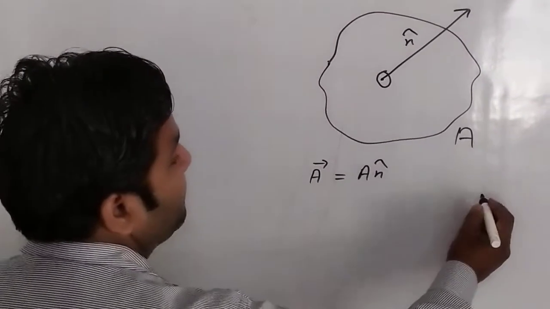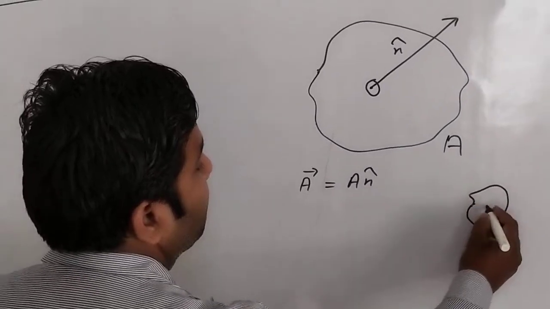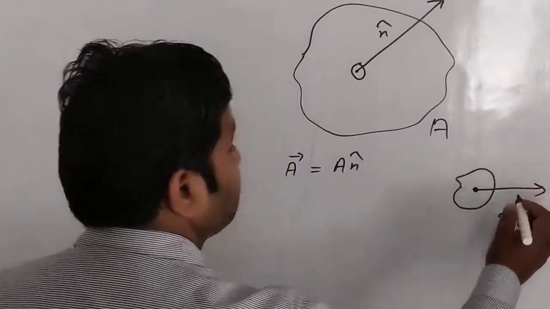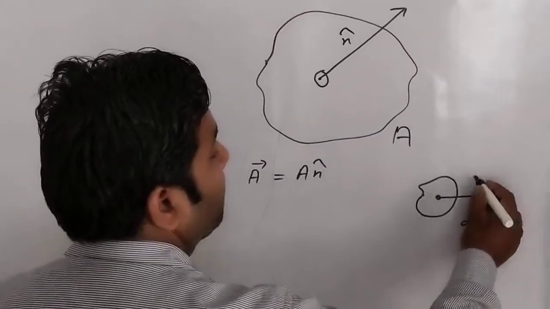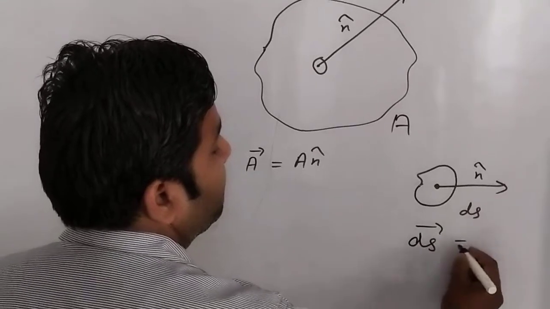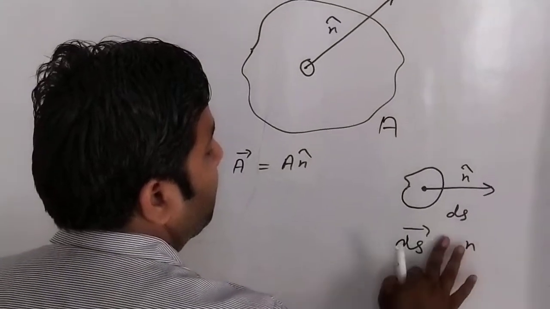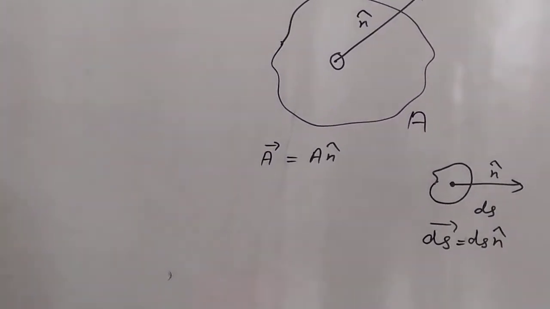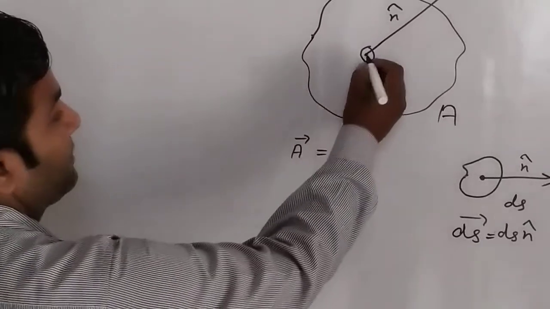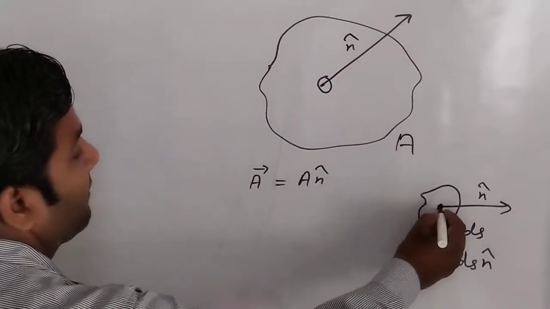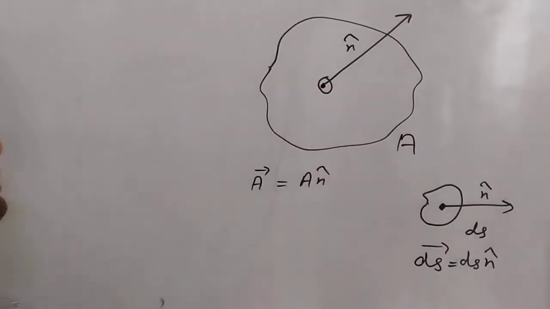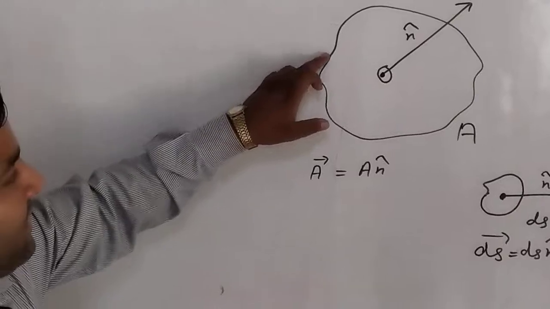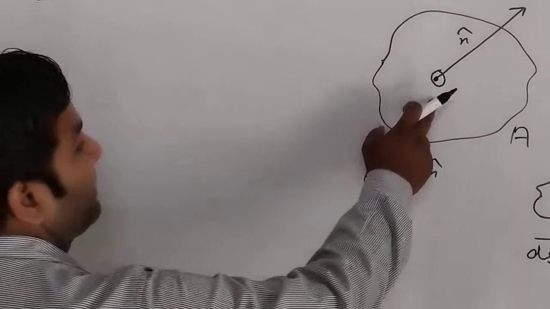And if the area is small, they represent it by dS, where vector dS is equal to dS unit vector n cap. So with the help of this area vector, we will define the concept of electric flux. But just before electric flux, the meaning of area vector.